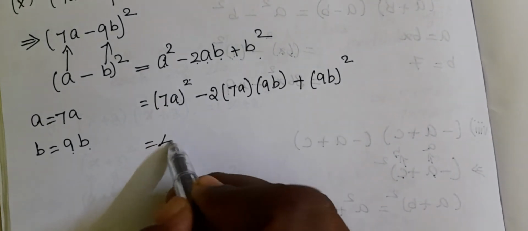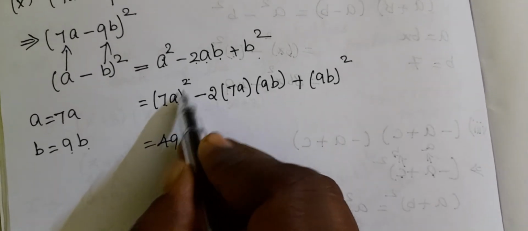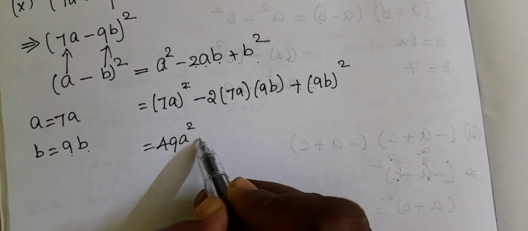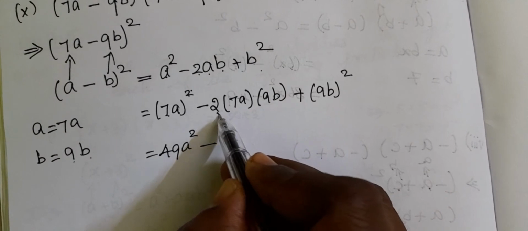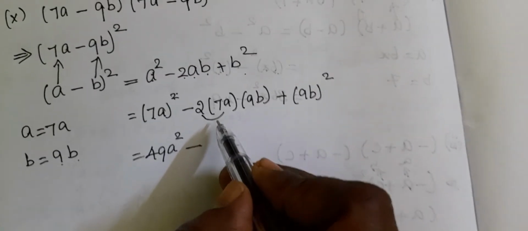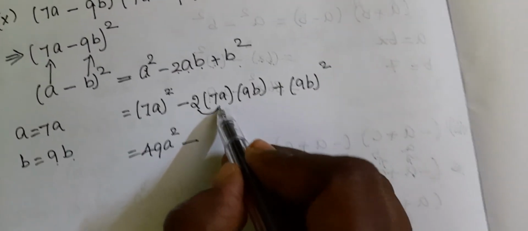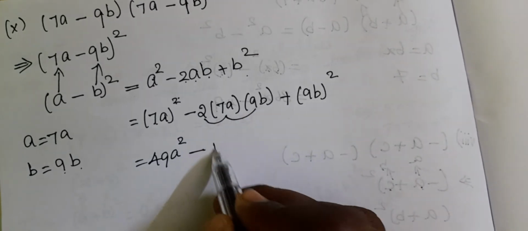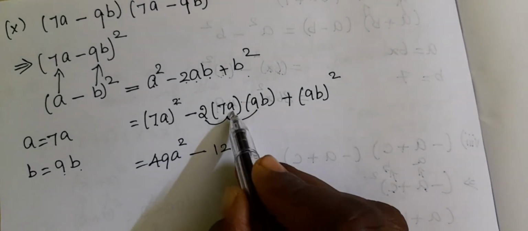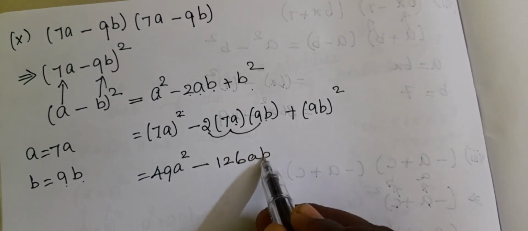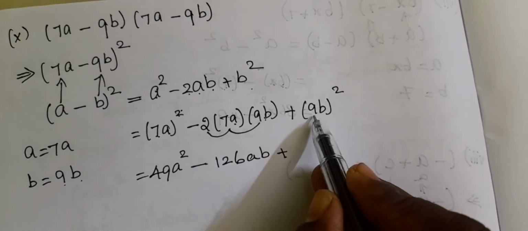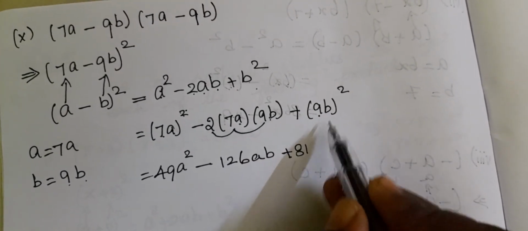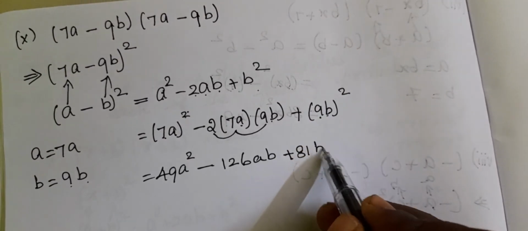7 7s are 49. A into a is a square. Minus 7 2s are 14. 14 into 9 is 126. A into b is ab. Plus 9 9s are 81. B into b is b square.